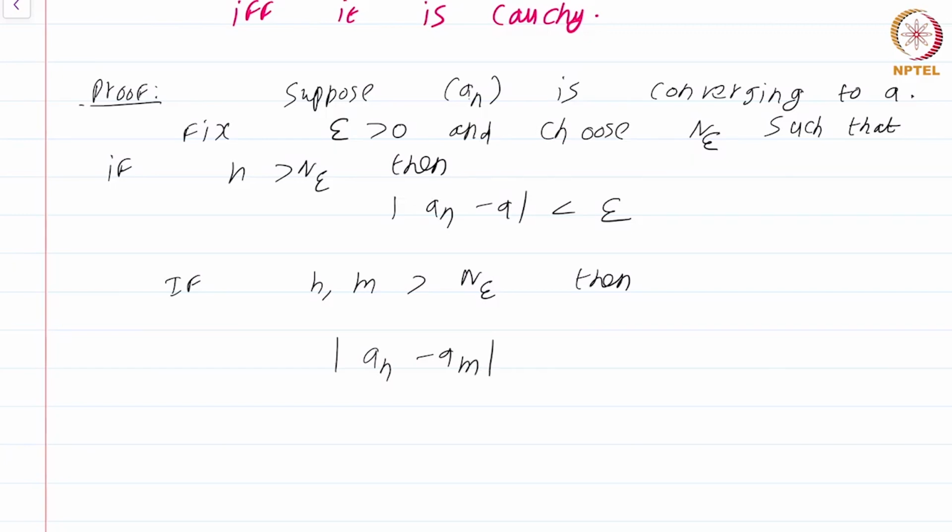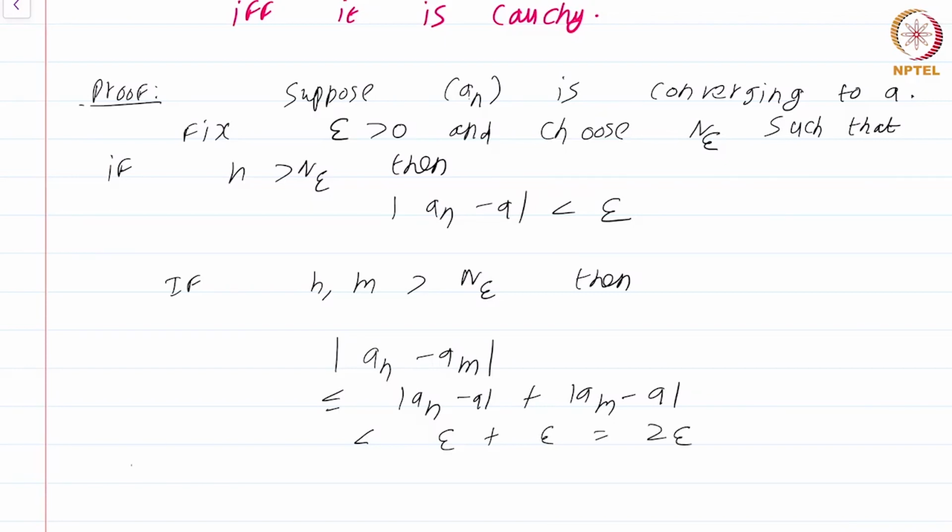It's not really clear how I do that, but there is only one way to do it, that is to introduce the element a. So this is less than or equal to |a_n - a| + |a_m - a|. I've just added and subtracted the limit a. But both n and m are greater than N epsilon, and N epsilon was chosen from the definition of the convergence of a_n to a. So this will have to be less than epsilon plus epsilon, which is equal to 2 epsilon.